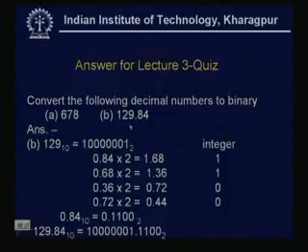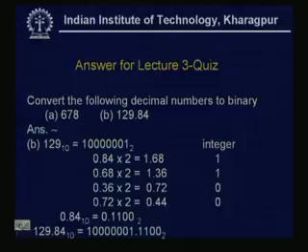And the answer of part B: there is a non-integer portion also. The integer portion, by repeated division, we will get that 129 in the decimal number system is 10000001.